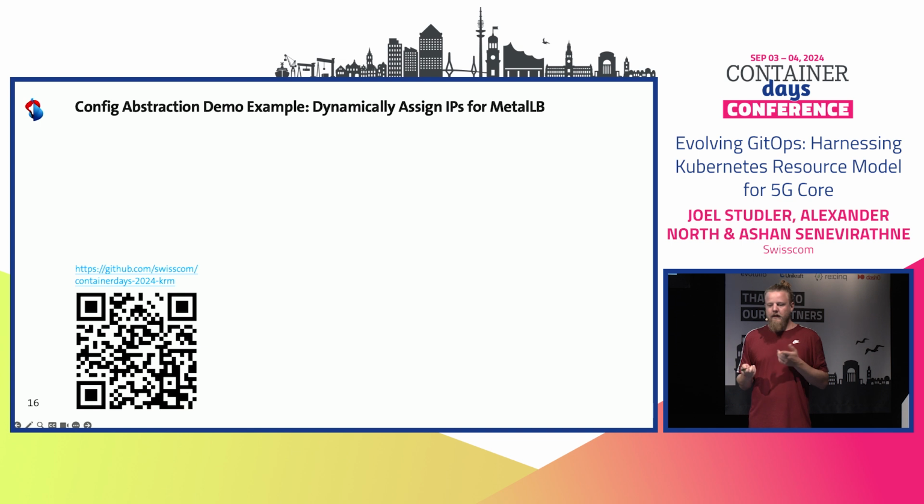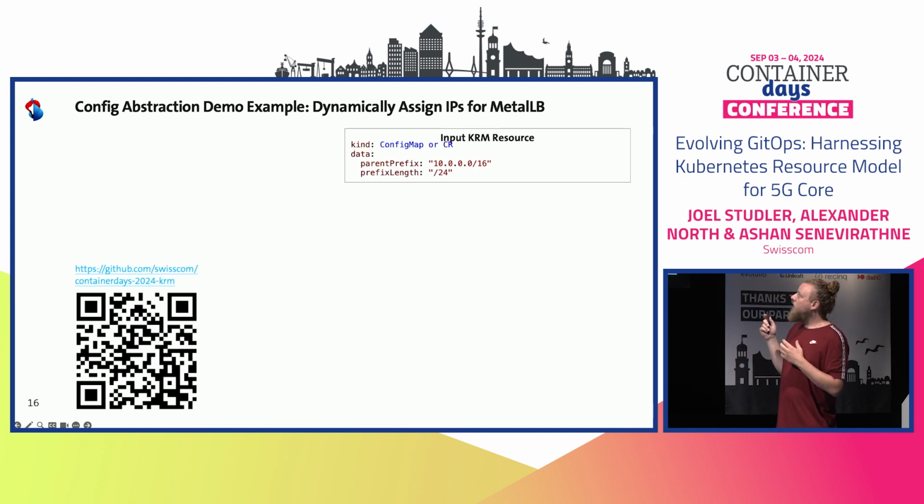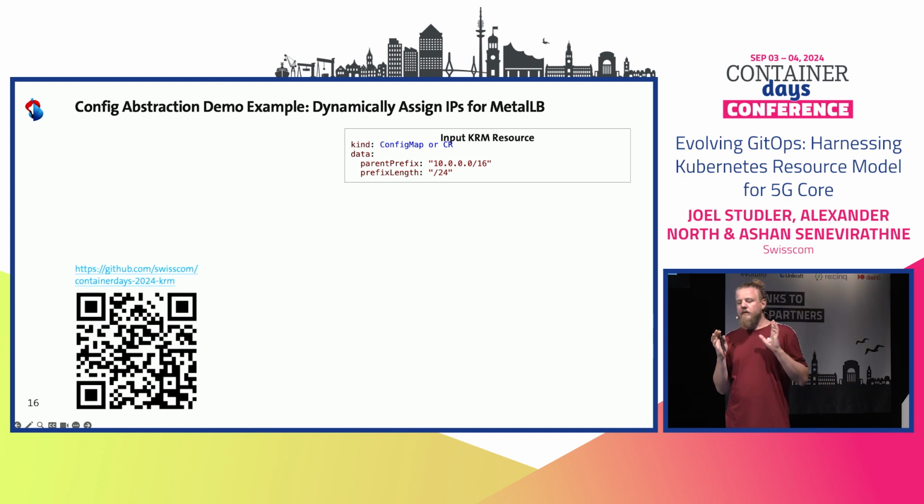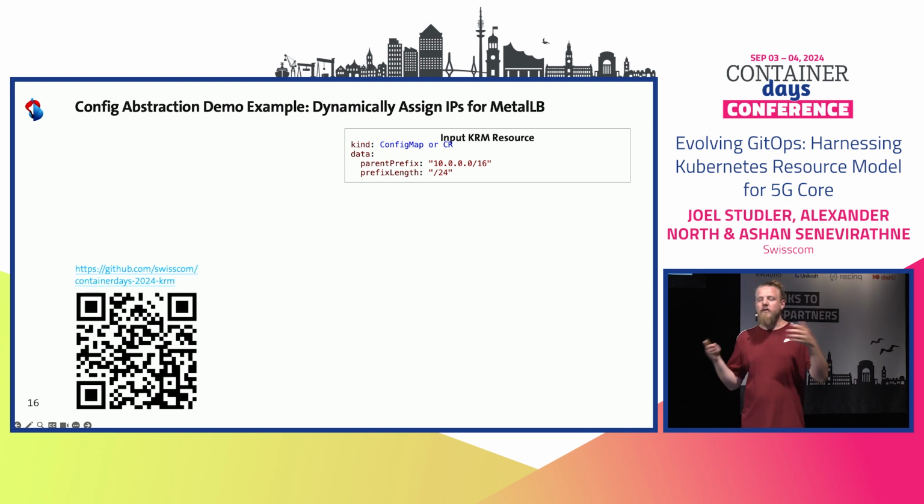So we've seen the diagram before with how this hydration works. So this is a very concrete example now. We will start with an input resource, which just defines a parent prefix, which in this case is where we get an IP from. And the goal is to get dynamically an IP prefix from Netbox, from this Netbox system I've just explained, and then create a MetalLB IP pool for the load balancer. MetalLB is a load balancer for Kubernetes, very well established.